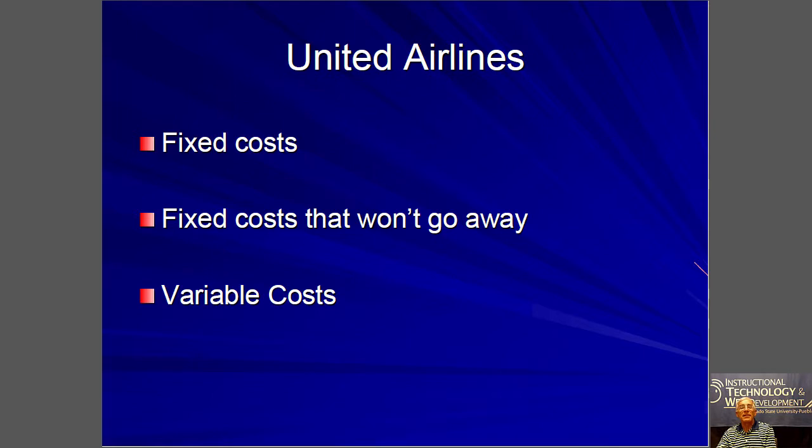Let's use United Airlines. They were also in the red for, I think, 6-7 years. The key to making a shutdown decision is to understand which costs are fixed costs, and just as importantly, which fixed costs won't go away even if we shut down. There are some fixed costs that will not go away even if we padlock the gate.